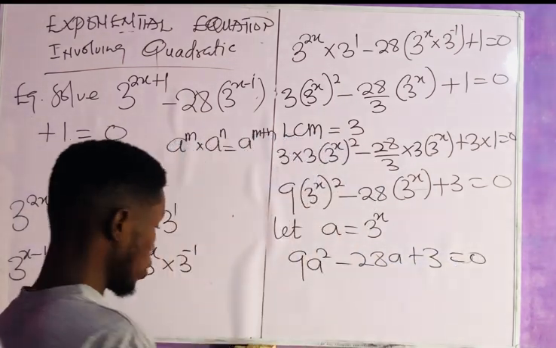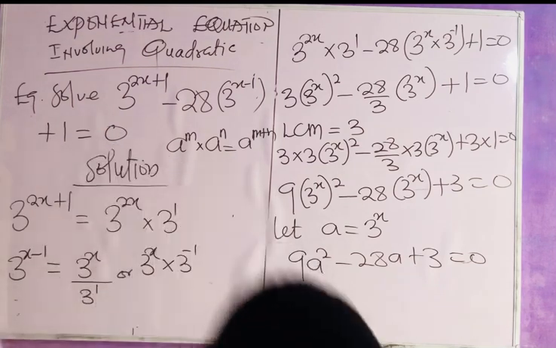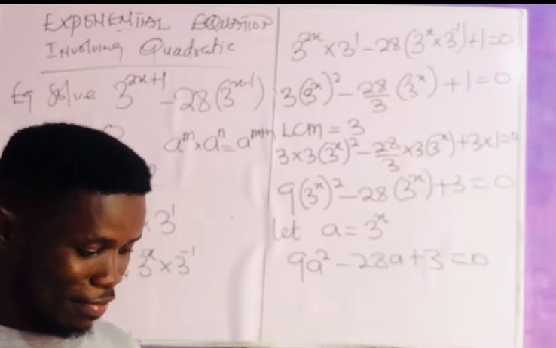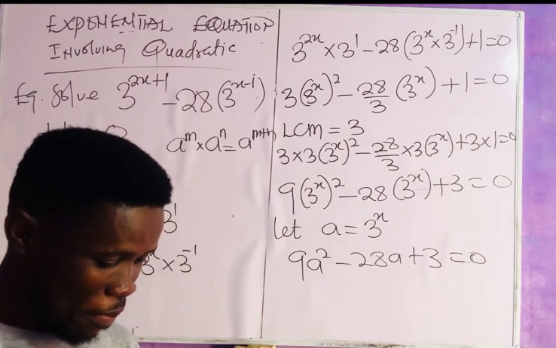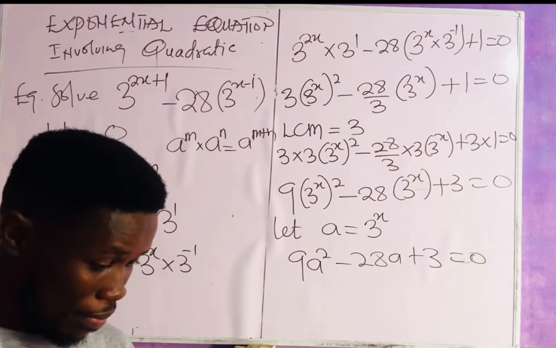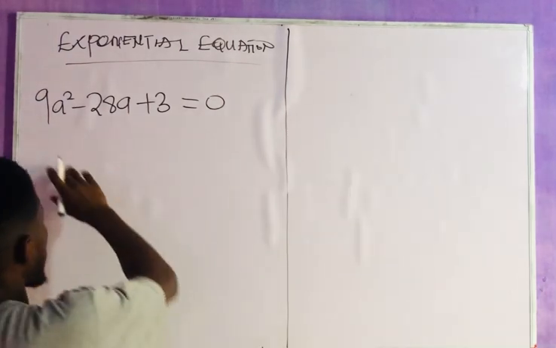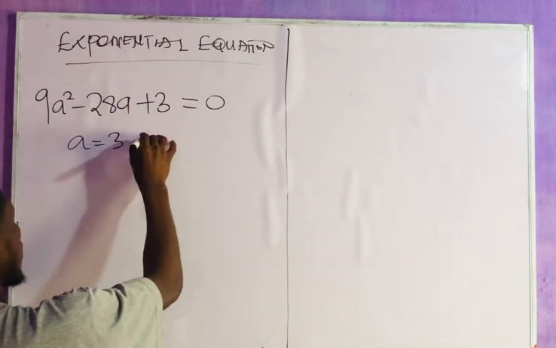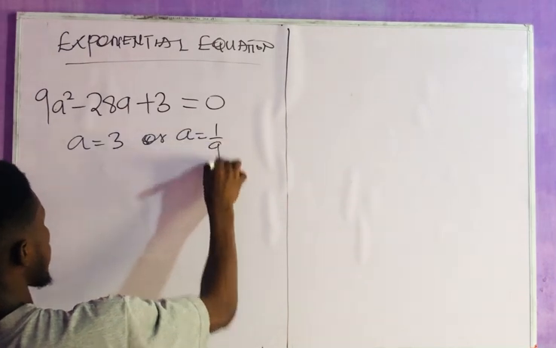So this is quadratic, so either use the quadratic formula, that is the Almighty formula, or the factorization method, or you can also use your calculator. So this time around I'm using a calculator. So after solving this one quadratically, we have a to be 3 or a to be 1 over 9.